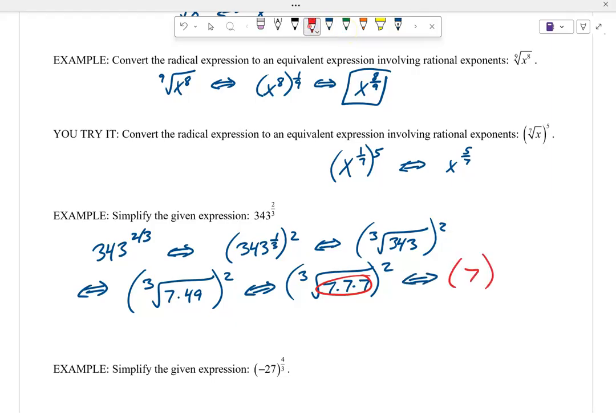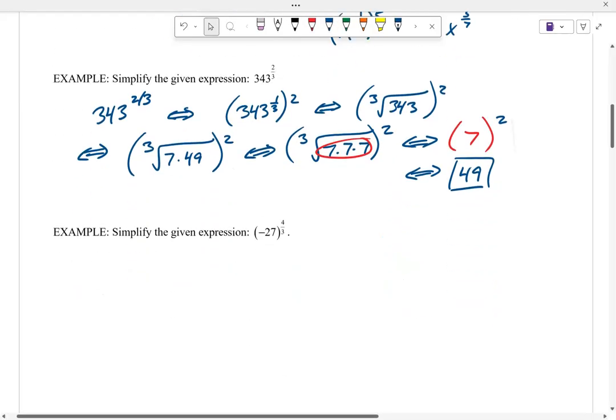There's the third root of 343. But don't forget, we still got to square it at the end, right? We have the third root of 343 that's then squared. And 7 times 7 gives us 49. So there's 343 to the 2/3. Let's do some more here.